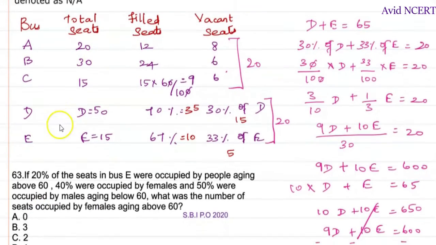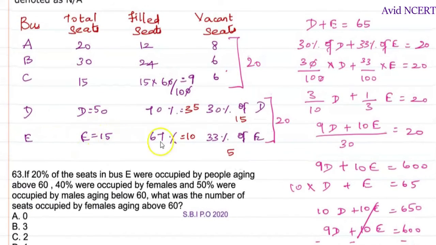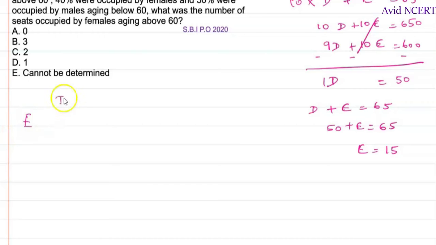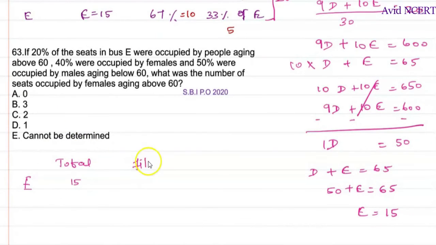So the data we have found for bus E here is total seats is 15, filled seats is 10 and vacant seats is 5.